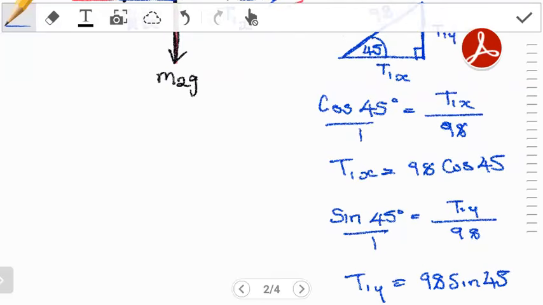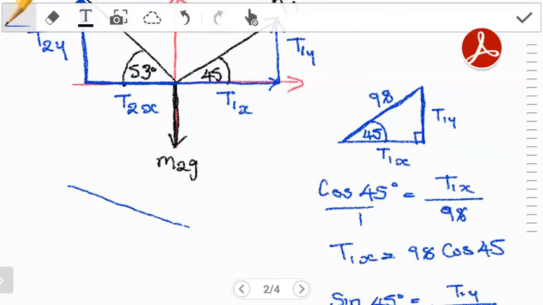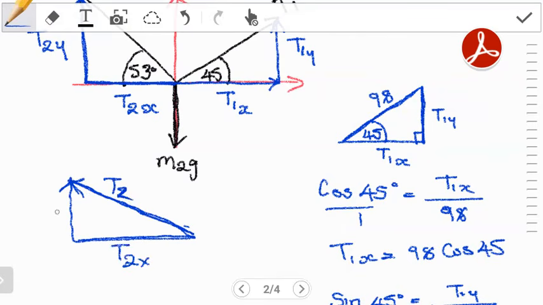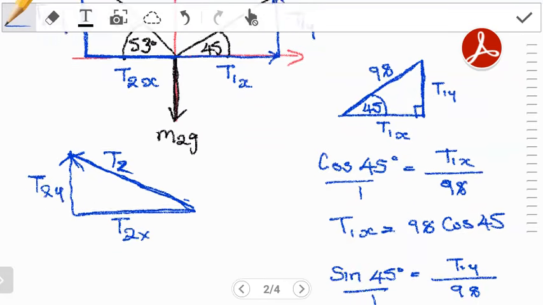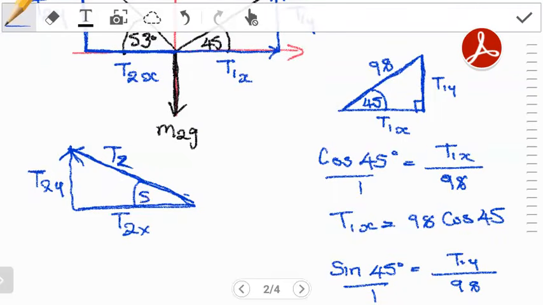So using the same idea, when it comes to this triangle here for T2, what we have is something like this. So let me try to make it a little bit more visible. So what we have is T2 itself is going like that. And then here what we have is T2 in X. And then here what we have is T2 in Y. Now this angle here is given as 53 degrees. We have no idea what T2 is. That's what we want to find.